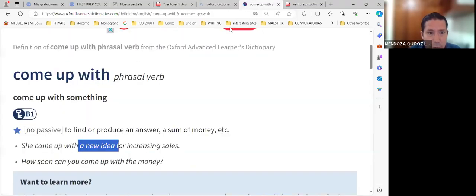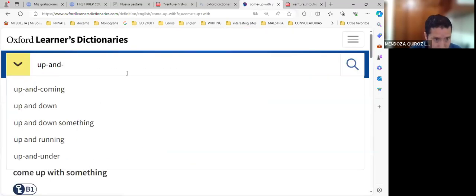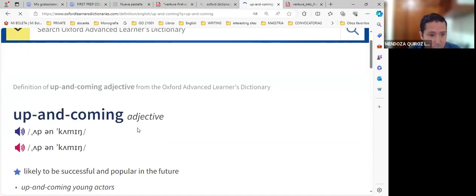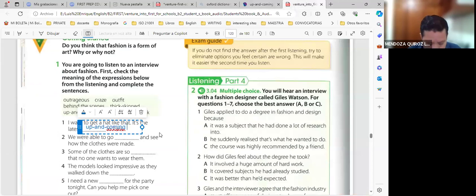Nice. Just to confirm, you put up and coming. Likely to be successful and popular in the future, like trendy. So up and coming means trendy. I want to recommend that whenever you probably don't know what up and coming means, but you know the rest, by the process of elimination you get the right answer. But take your time. It will take you probably 30 or 40 seconds at most to make sure that's the right expression that you need to use.